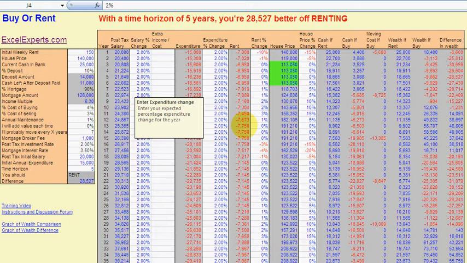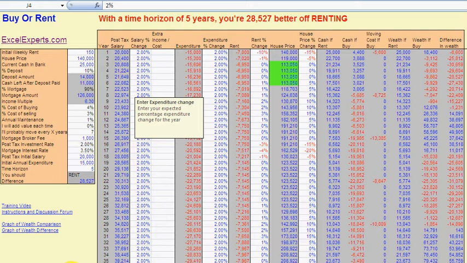So suppose we've entered in all of our example values, so our situation, our personal circumstances, our belief about what's going to happen in the future, and our various assumptions, and our time horizon of 5 years. And the calculator tells us that we're going to be 28,000 better off renting. This is a future value calculation, it's not present value.